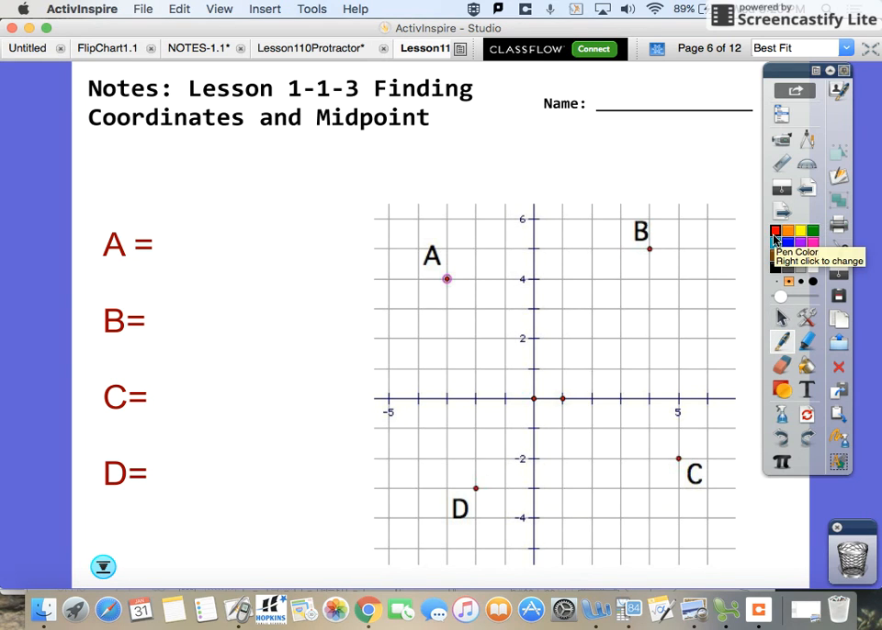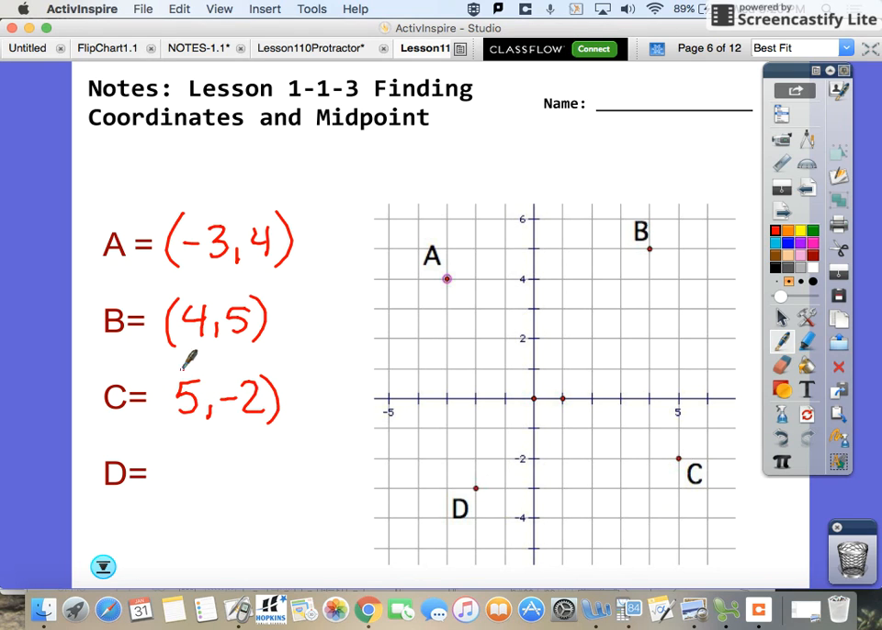Okay, so A is right here. And remember, when you find a coordinate, you go left and right first. So here we went backwards 3, and then we went up 4, so it's -3, 4. Coordinate B, we went forwards 4 and up 5. So 4, 5 is that coordinate. For C, we went forward 5 and down 2, so it's 5, -2. And then coordinate D, we went backwards 2, and then we went down 3. So these are our coordinates for A, B, C, and D.